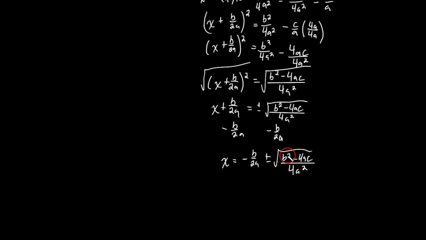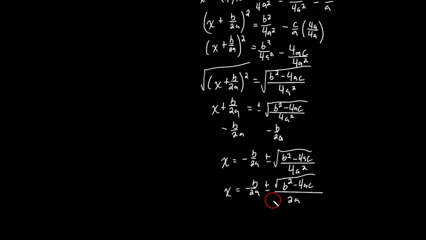So let's take the square root of the denominator down here. That would give us x equals negative b over 2a plus or minus the square root of, well, the numerator stays the same, b squared minus 4ac, and that quantity over, well, the square root of 4 is 2, and the square root of a squared is a, so over 2a. That quantity over 2a. Now we can see we have a common denominator right here.